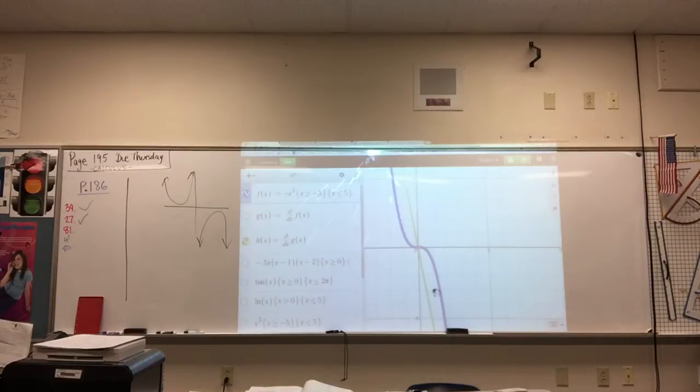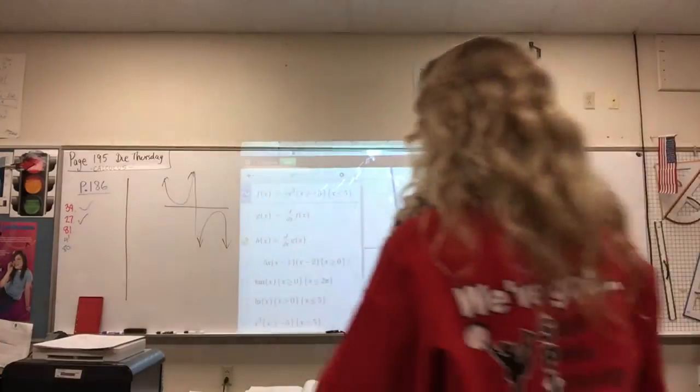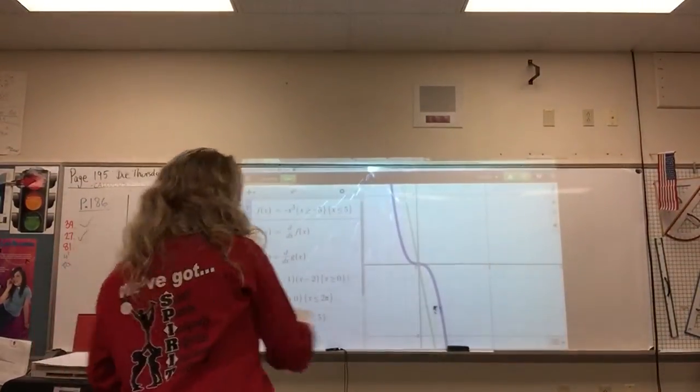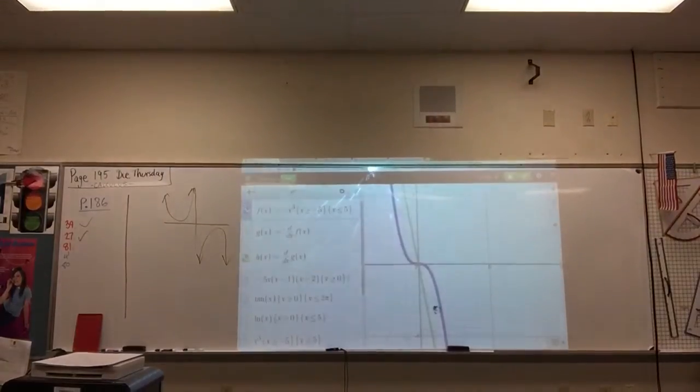What exactly are you trying to figure out? How to figure out where the point of reflection is, or how to figure out when it's concave up versus concave down? How to find where the function is concave up or concave down by looking at the second derivative.